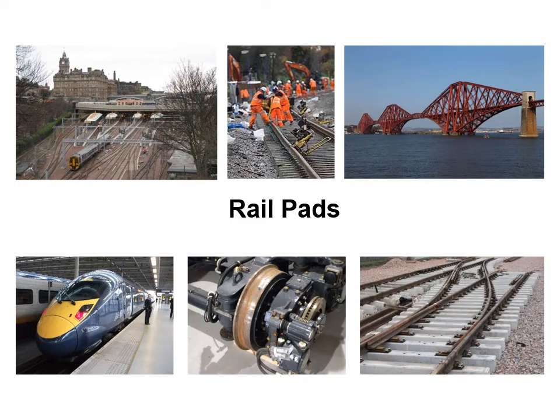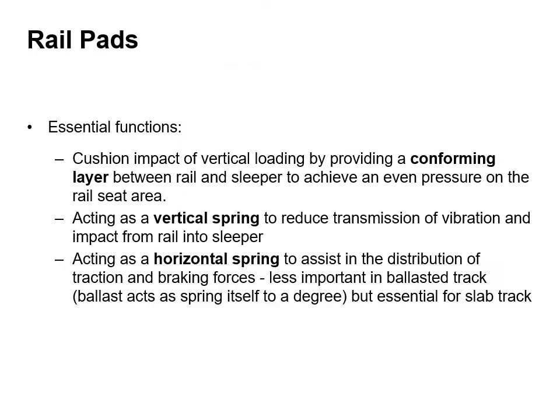So now we're going to have a look at rail pads. The function of a rail pad is to cushion the impact of vertical loading by providing a conforming layer between the rail and sleeper to achieve an even pressure on the rail seat area. They act as a vertical spring to reduce transmission of vibration and impact from rail into the sleeper. They also act as a horizontal spring to assist in the distribution of traction and braking forces.